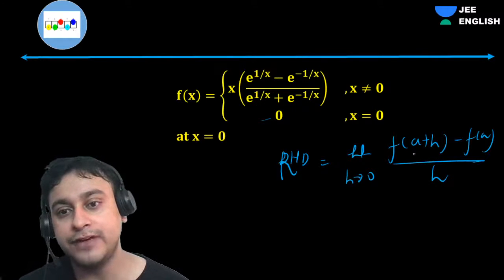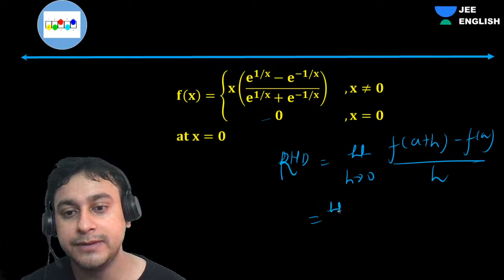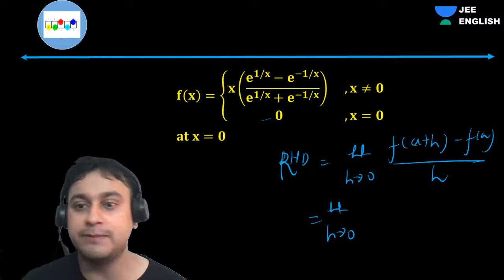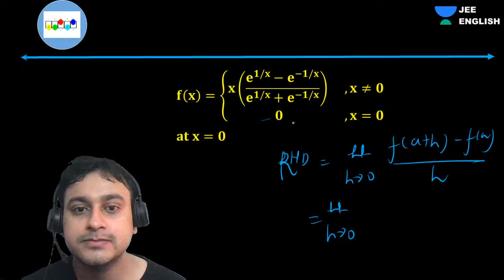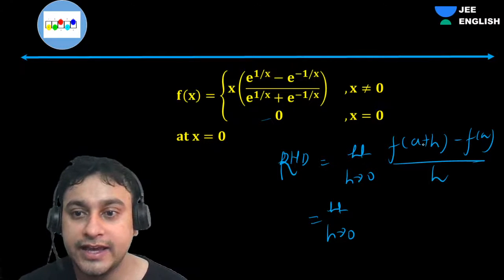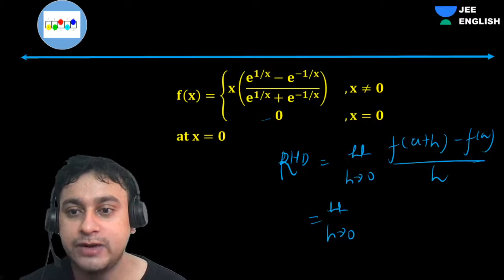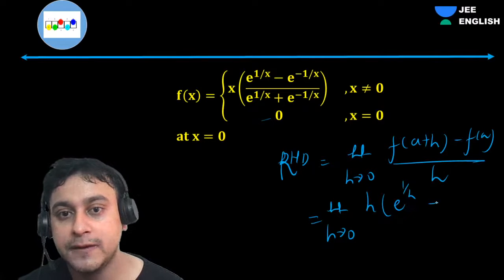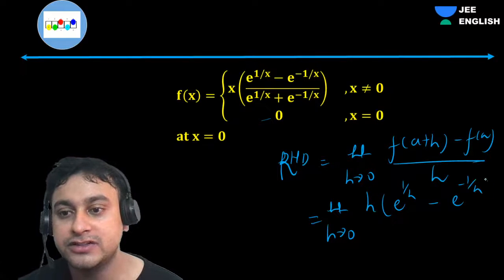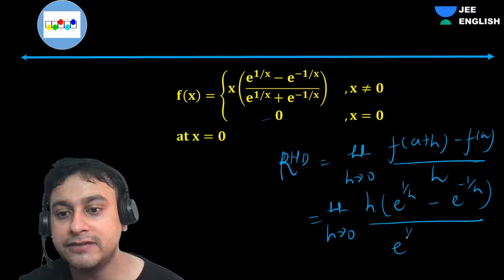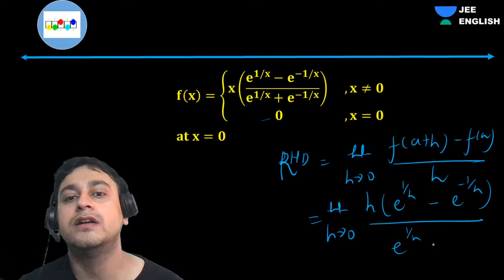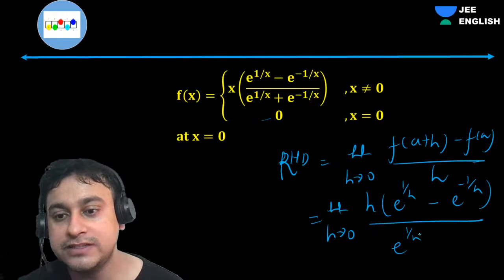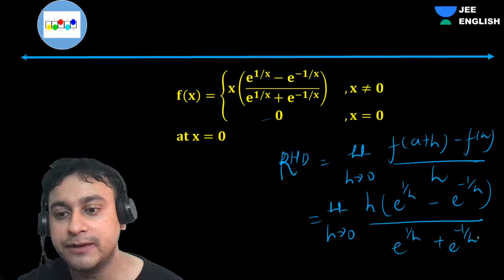So guys, what is f of a plus h going to be? Limit h tending to 0, f of a plus h will be, in place of a, you have to keep 0, right? Because we are calculating at 0. So 0 plus h. So can I say it will be h into e power 1 by h minus e power minus 1 by h upon e power 1 by h, and obviously this is positive h, plus e power minus 1 by h.